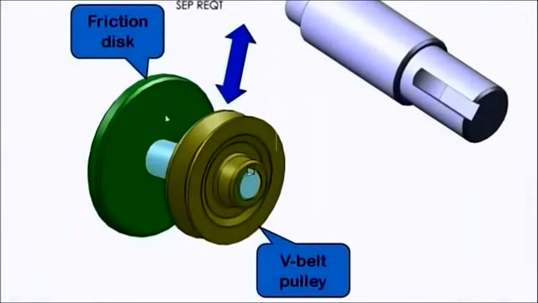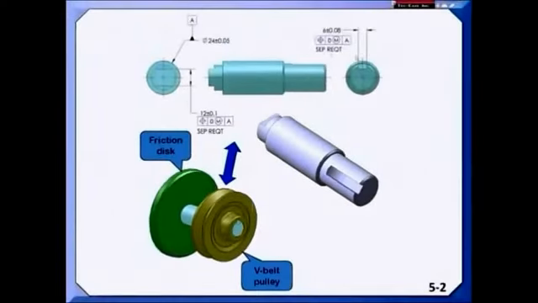In this application, now a friction disc is going onto the pair of flats, and a V-pulley is making use of the key seat. So here I really don't worry about the orientation, and I would say separate requirements. So a part like this would be acceptable.